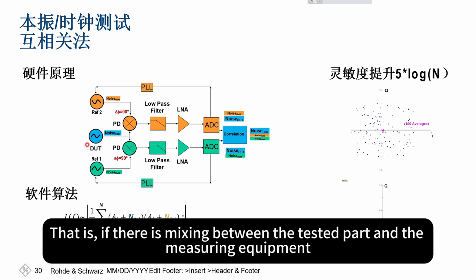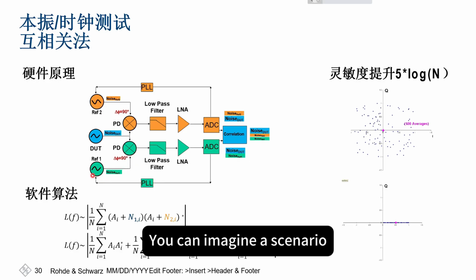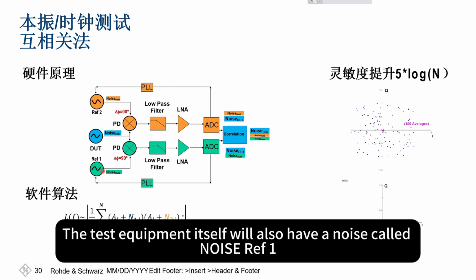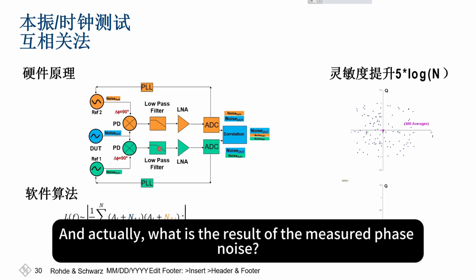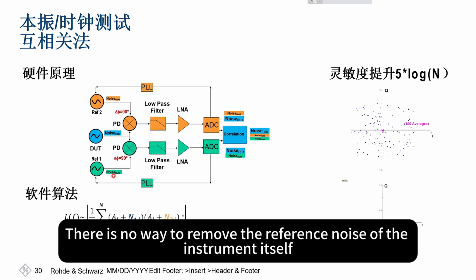That is, there is mixing between the device under test and the measuring equipment. When measuring phase noise or jitter, you can imagine a scenario. The test equipment itself will also have a noise called reference noise. And actually, what is the result of the measured phase noise? It is the phase noise or jitter of the instrument itself superimposed on the phase noise and jitter of the DUT. There is no way to remove the reference noise of the instrument itself.